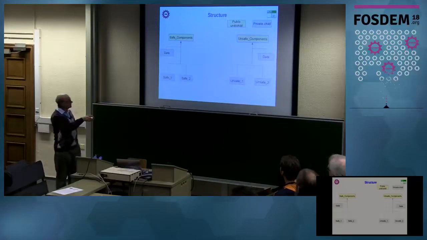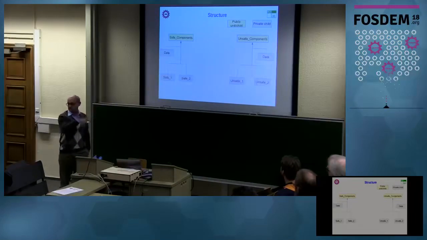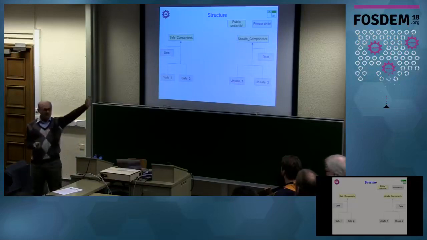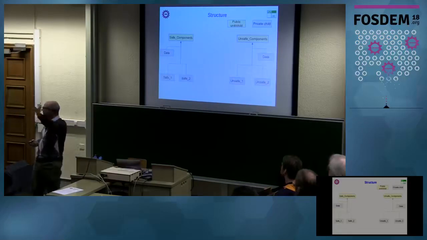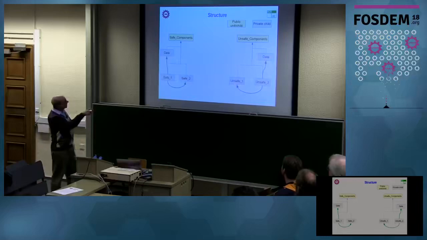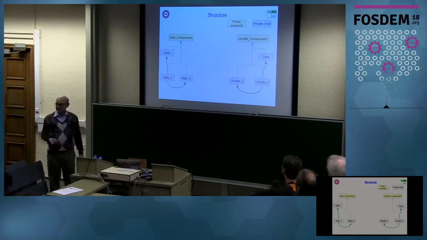All the data on each side and the components were children of either safe components or unsafe components, which means that the name of a safe component is safe components dot something. So by reading the name, you know if it's a safe or an unsafe component. So all the safe components could have access between them, and so have all the unsafe components. Okay?